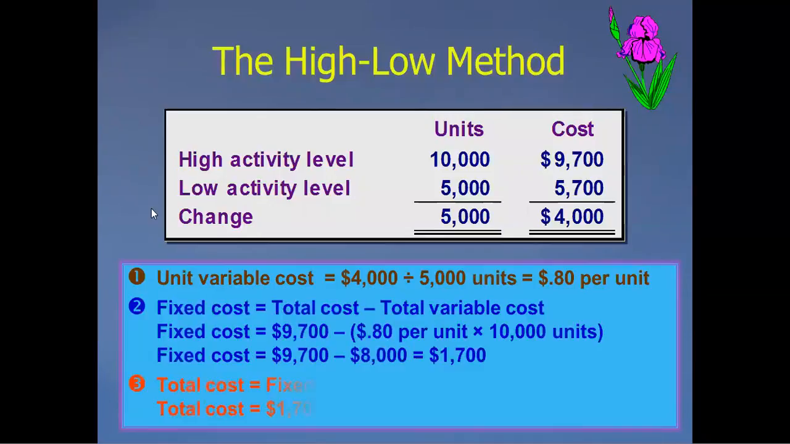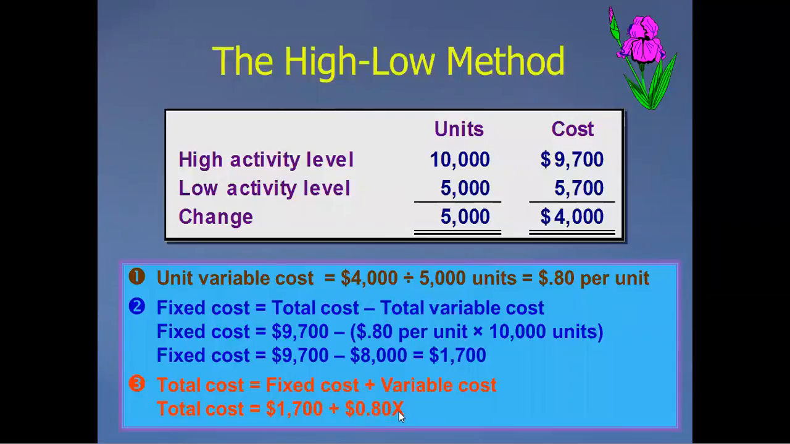I think I'll save the actual calculation and the derivation of this final thing we're trying to get, which is called the cost line or cost formula. The total cost on that graph that we saw earlier is made up of the fixed cost plus the variable cost. So this high-low method is a method for determining what is the fixed cost and what is the variable cost per unit.